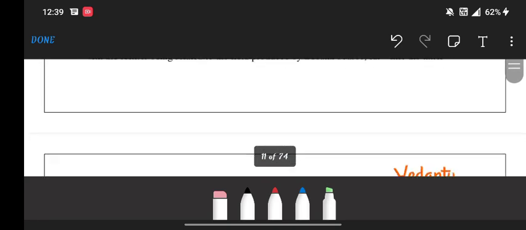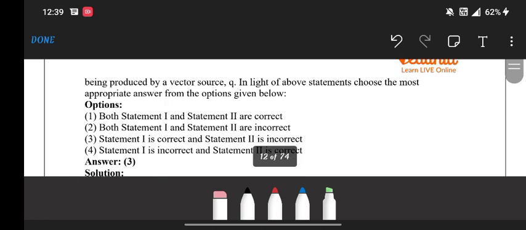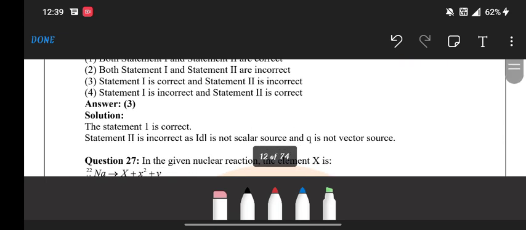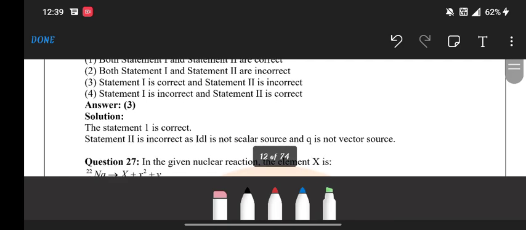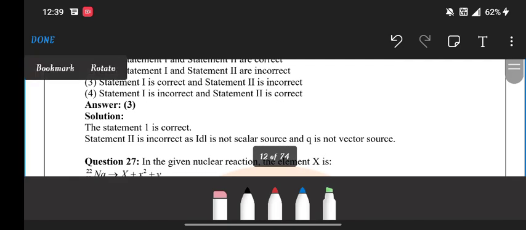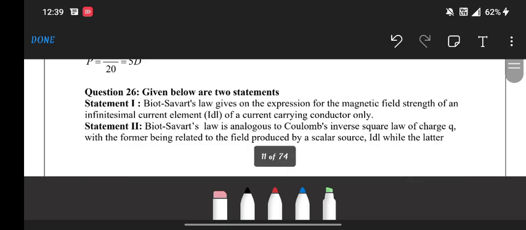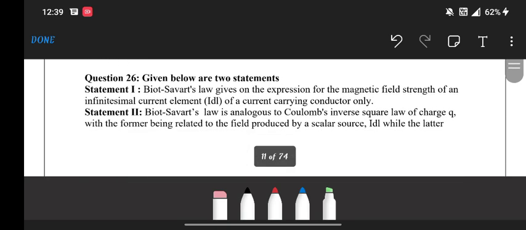So ideal, while the latter being produced by a vector source Q. In light of the above statements, we have to choose the appropriate answer from the options given below. So if we see option 1, I think option 1 is correct.